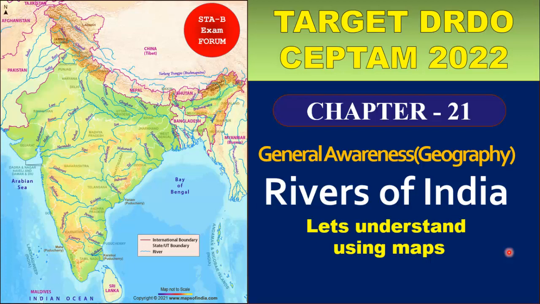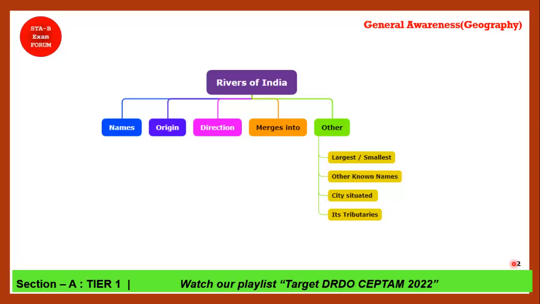So we have come up with chapter 21 on general awareness, and in this video we are going to see rivers of India. Okay, and we will understand this chapter with the help of maps. So without further ado, let's see the thing.